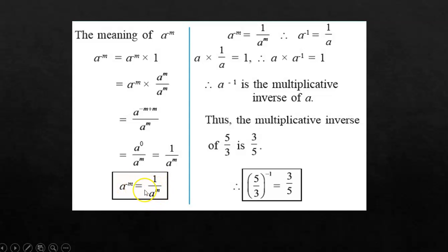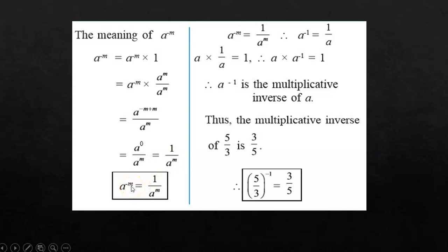What is the difference when this number goes into the denominator? The negative sign of the power is eliminated. And if I have 1 upon a raised to m, and I want to bring this in the numerator, then my power will get the negative sign. So a raised to minus 1 is the multiplicative inverse of a.